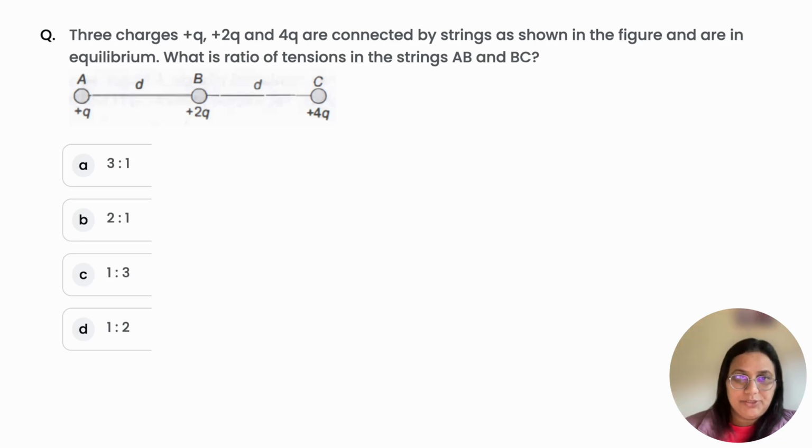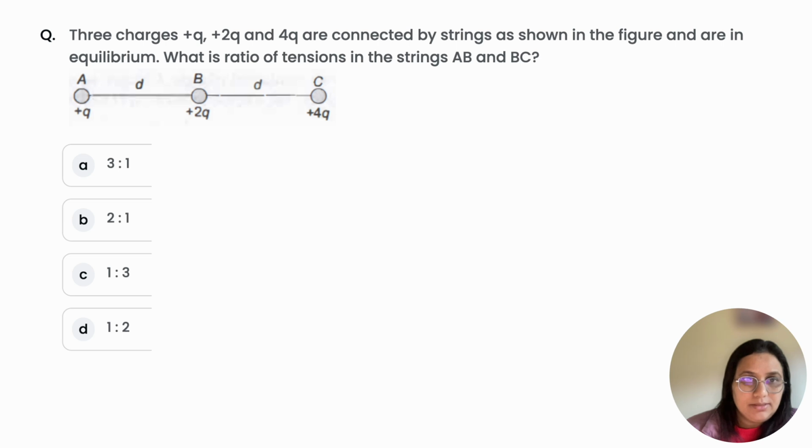Three charges plus Q, plus 2Q and 4Q are connected by strings as shown in the figure and are in equilibrium. What is the ratio of tensions in the strings AB and BC? So three charges plus Q, plus 2Q and plus 4Q are positioned at A, B, C, and each charge is kept at a distance D.